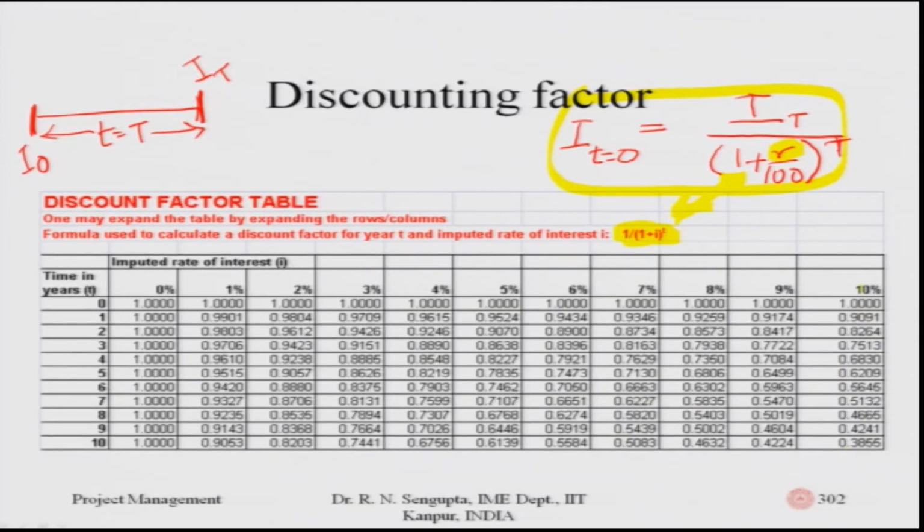Say for example, this 10% for a 10-year period. Then in the denominator, if you look at this formula, it will be 1 plus 10 by 100, that is the percentage converted to decimal, in brackets to the power 10, because 10 is the years. When I calculate based on that, the value comes out to be 0.3855. So, the discounting factor is based on the interest rate, the methodology used to calculate the interest, and the time period.